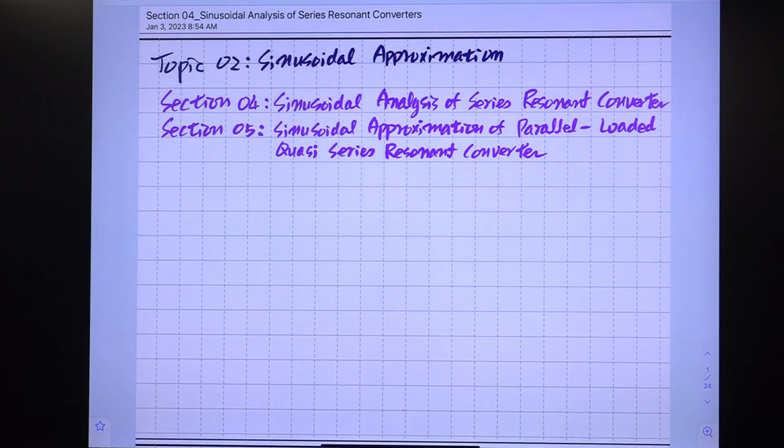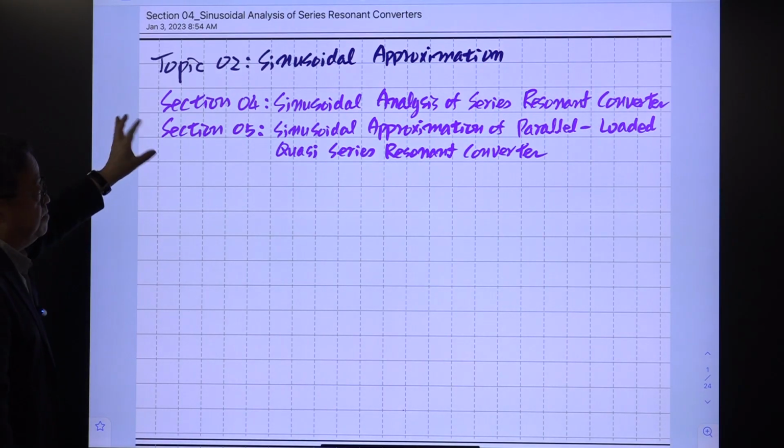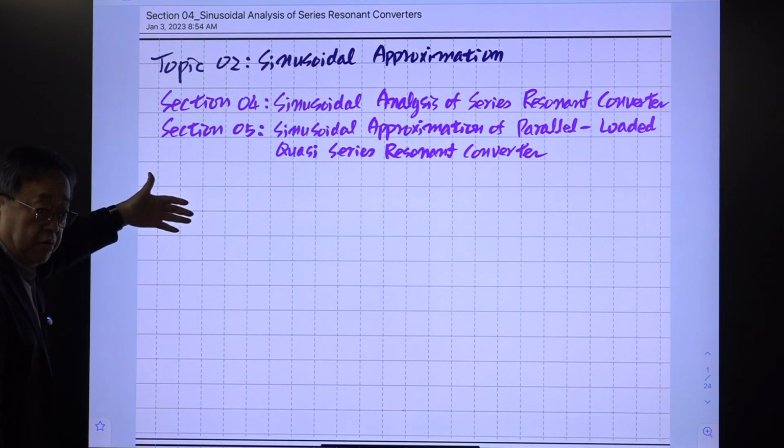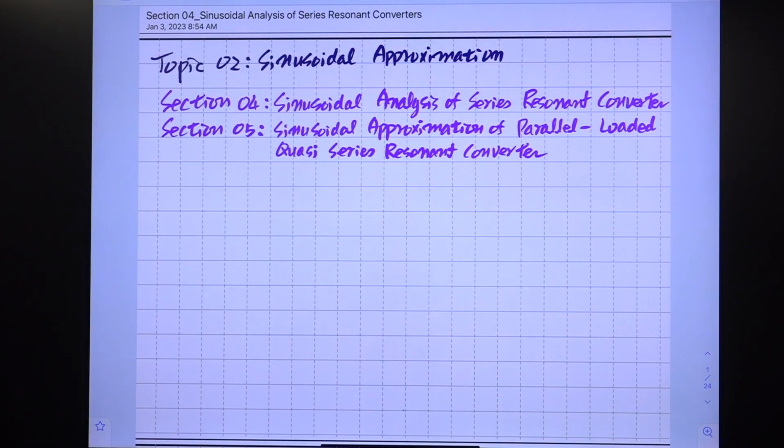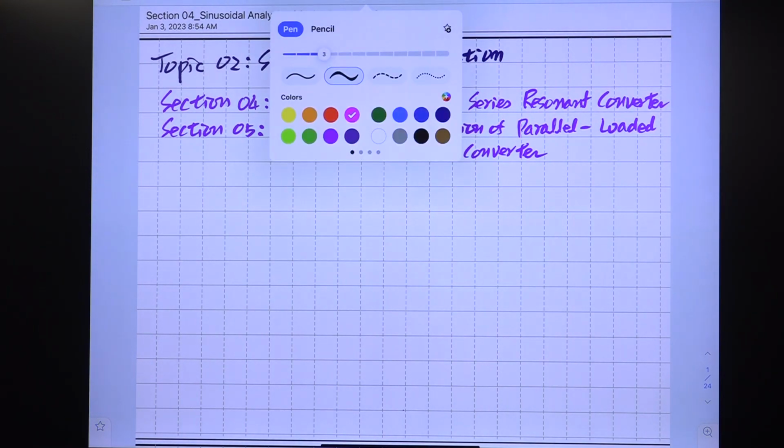The title of the topic is sinusoidal approximation, and I'll explain this in detail later, okay? So I posted 3 references on this. The first one is a paper.